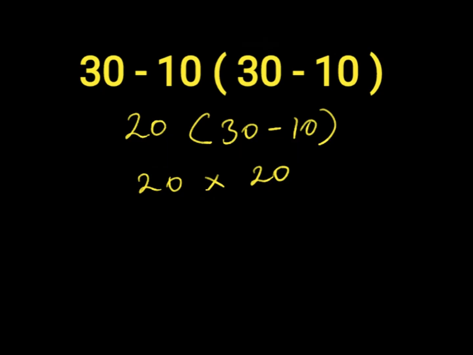Remember, if a number is close to a parenthesis, there is a multiplication sign in between. 20 times 20 will give us 400. This answer is wrong because we did not work with the order of operation, which is PEMDAS.